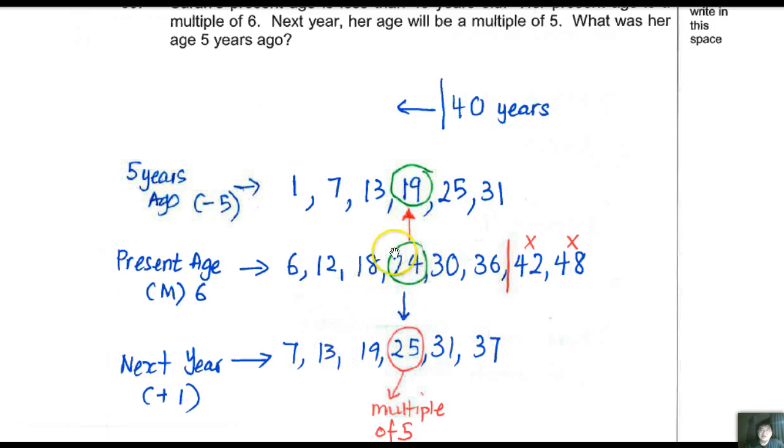Now it just happened that if she is 24 and a multiple of 6, the next year, plus 1, she's 25. And it happens to be a multiple of 5. The rest of the numbers are not multiples of 5. It means her present age is 24. Alright, her present age is 24. Her present age is not 25. That is next year's age.